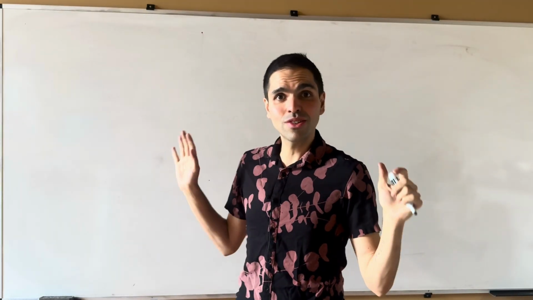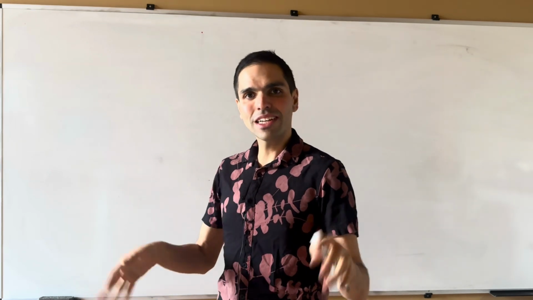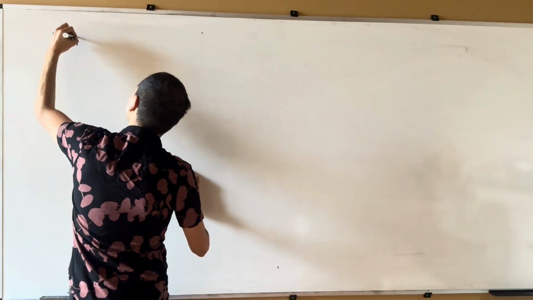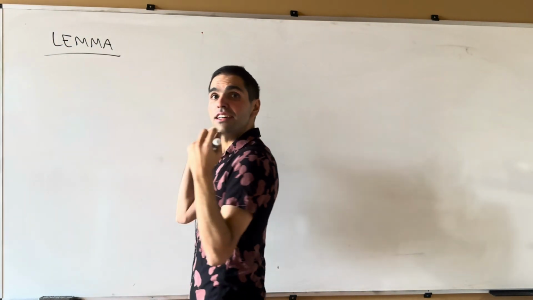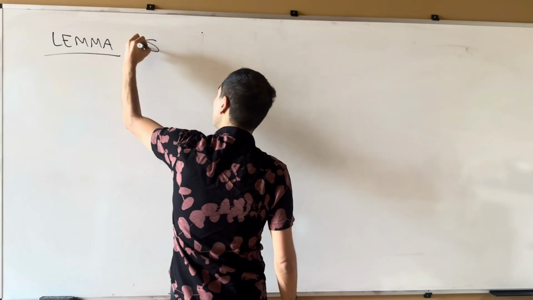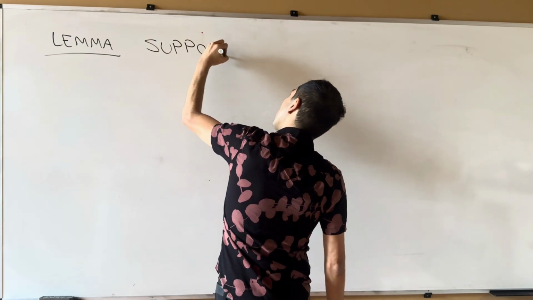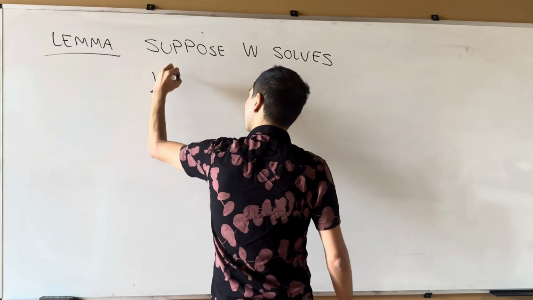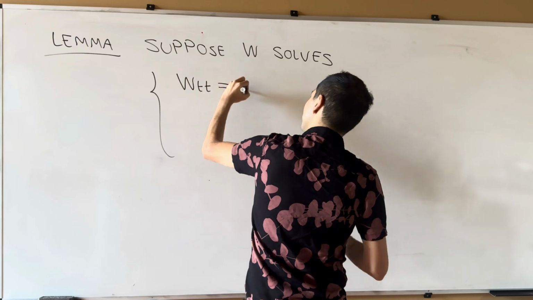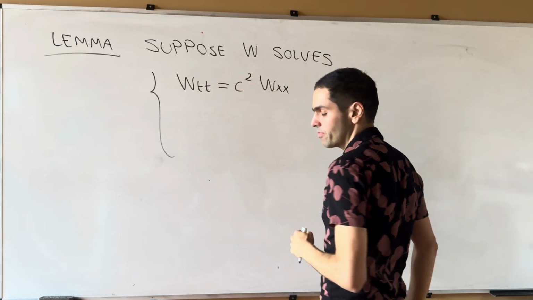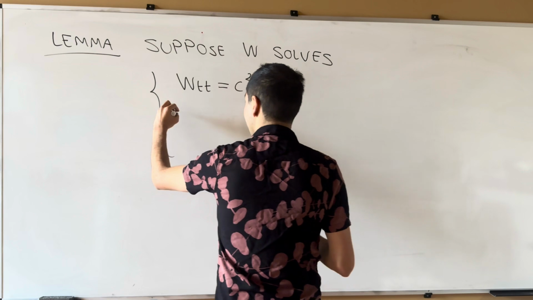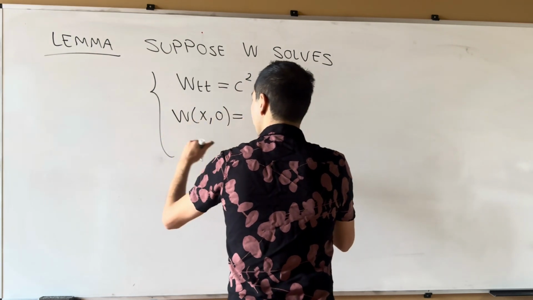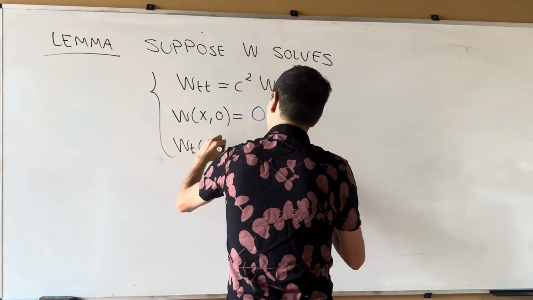And for this, we need to show a first lemma, because if life gives you lemmas, make lemonade. So, lemma. Let's take a slightly easier situation. Suppose W solves the wave equation, so W_tt equals c squared W_xx, but this time with 0 initial conditions. So W(x,0) is 0 and W_t(x,0) is 0.